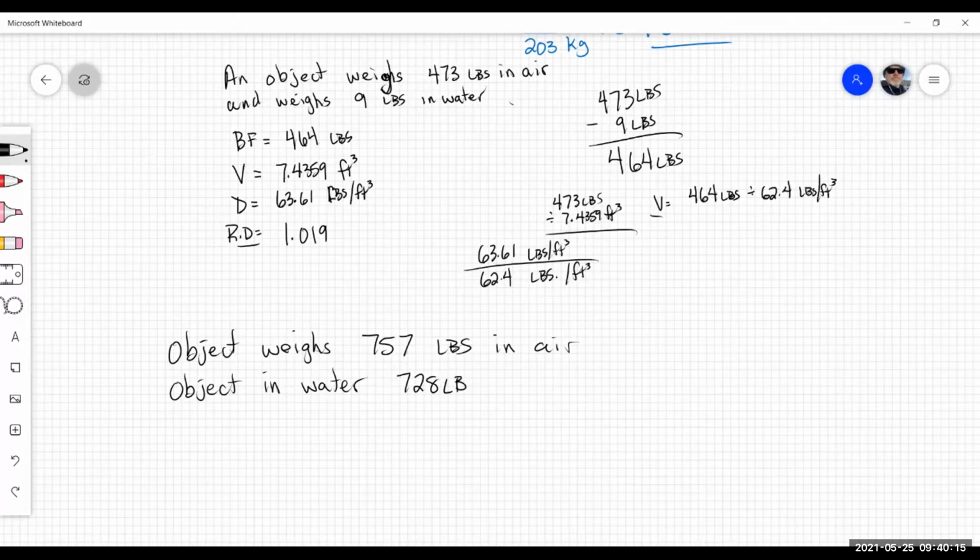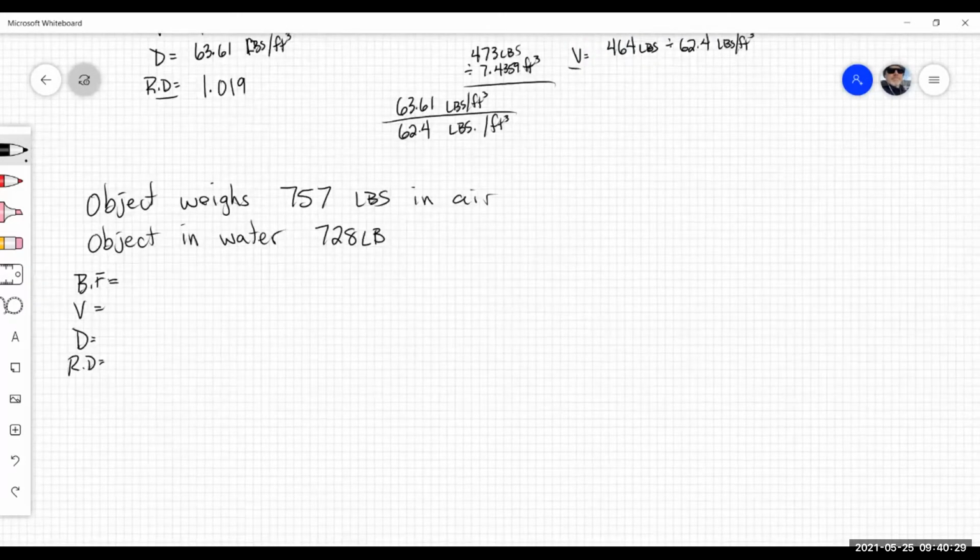Okay. So now I want to know the buoyant force. I want to know the volume. I want to know the density, and I want to know the relative density. So to do this, the buoyant force, if I have these two numbers, 757 pounds minus 728 pounds would be equal to my buoyant force. And that is 29 pounds. So my buoyant force is 29 pounds.